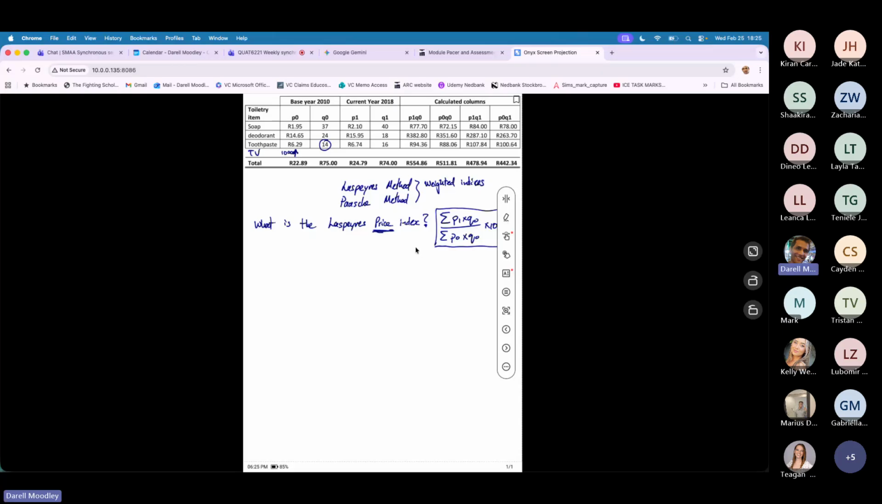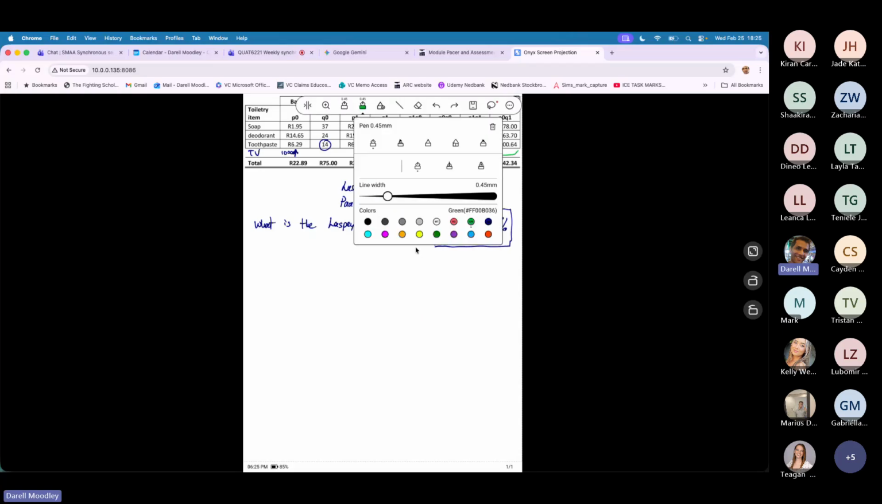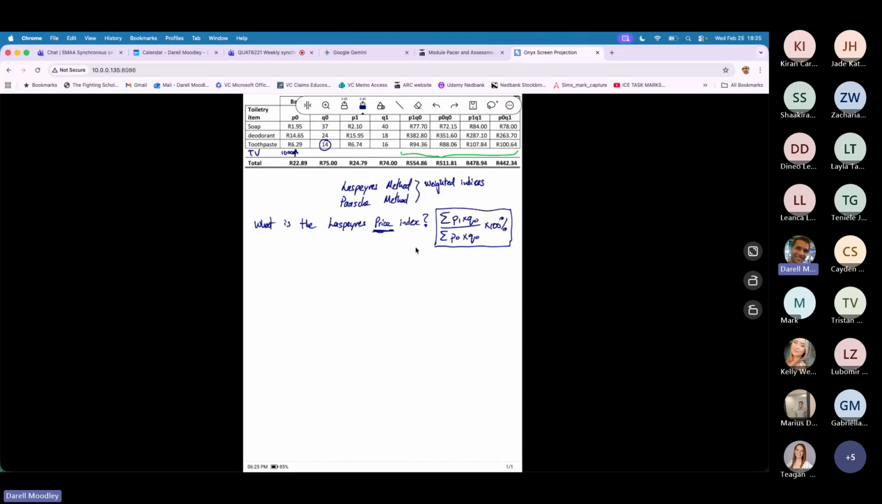Okay, they're not given to you. You have to work them out. So what those columns basically are, they're just products or multiplication of your price and your quantity.